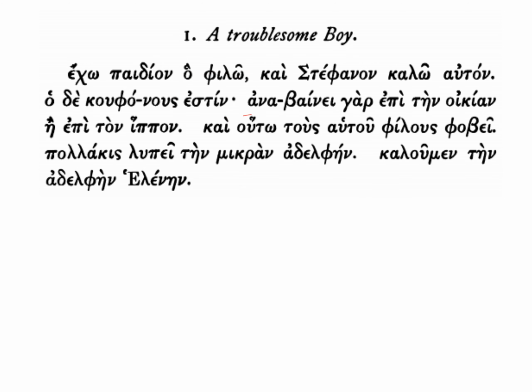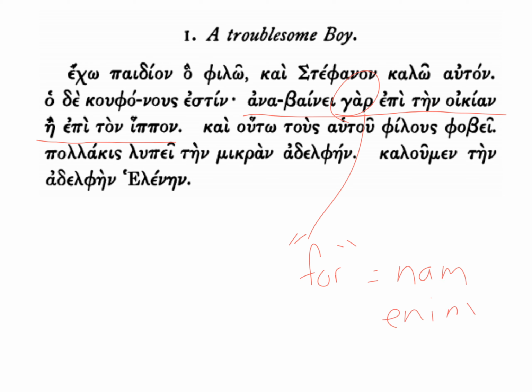The reading continues. Anabaine gar epi ten oikian, epi ton hippon. Gar is a conjunction, and it's regularly translated as for. The Latin form is nam or enim. Gar is inferential. It gives a reason as to why something happened. So why is it that he is empty-headed? Well, here's why. For anabaine, he goes up.